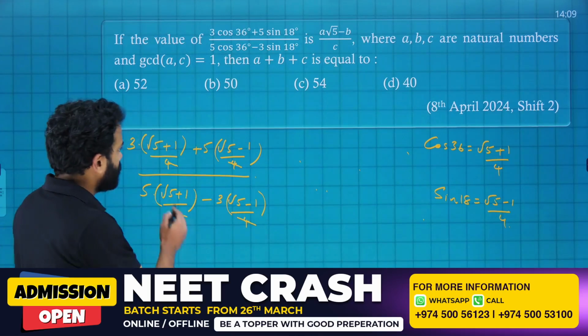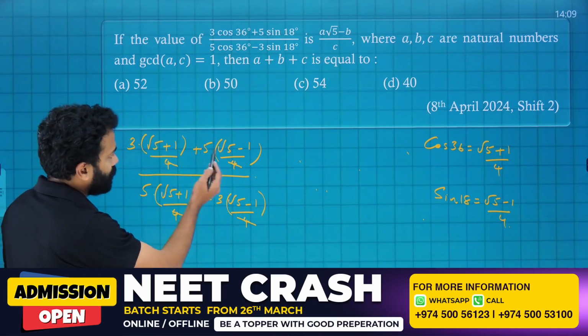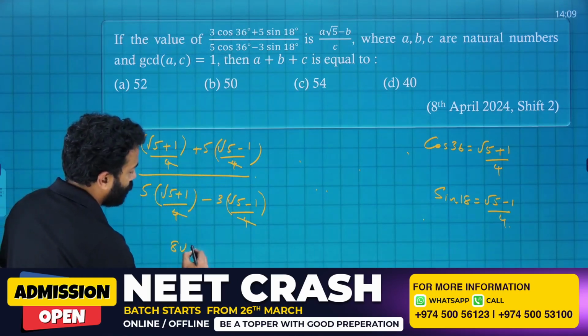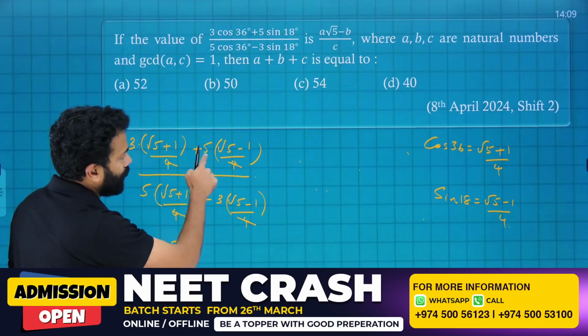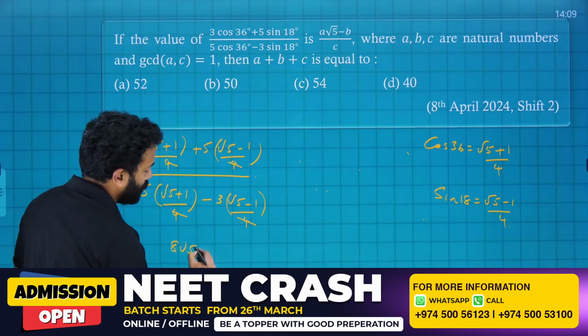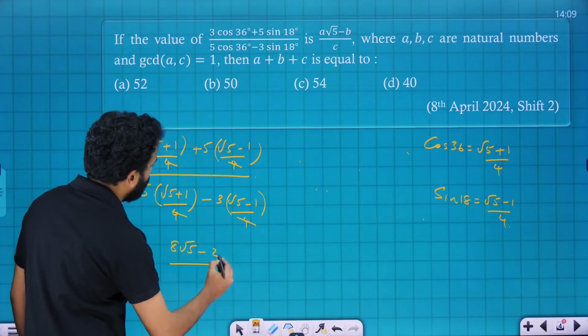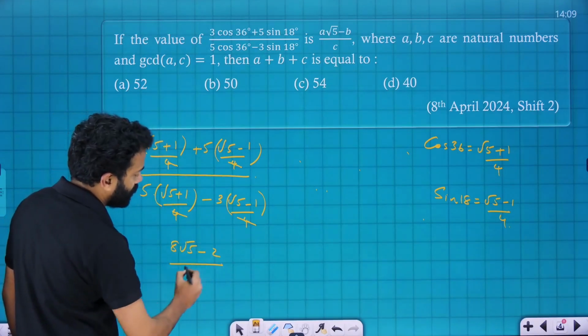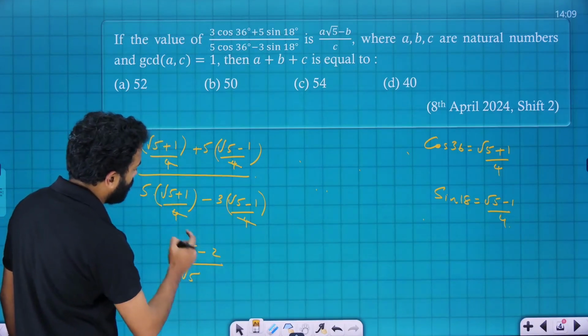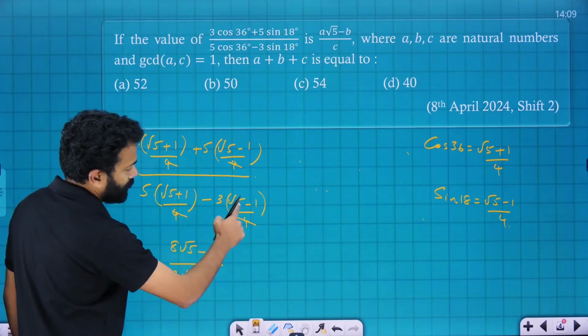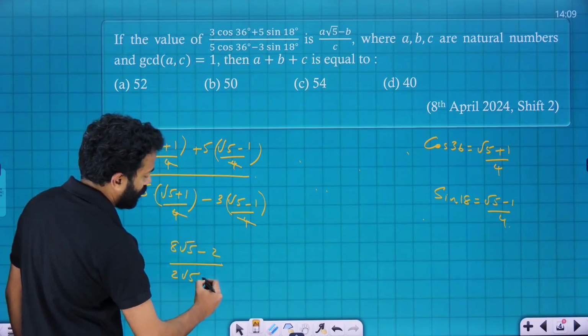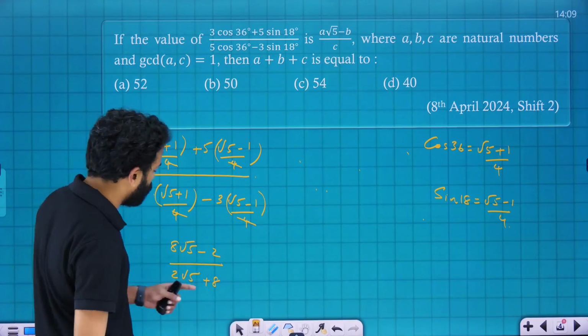After this, what is 3 root 5 plus 5 root 5? That will be 8 root 5. And 3 into 1 is 3 and 5 into minus 1 is minus 5, that is 8 root 5 minus 2, divided by 5 root 5 minus 3 root 5, which will be 2 root 5. And 5 into 1 is 5, minus 3 into minus 1 is plus 3, that is 5 plus 3, which is 8. We can take 2 outside.